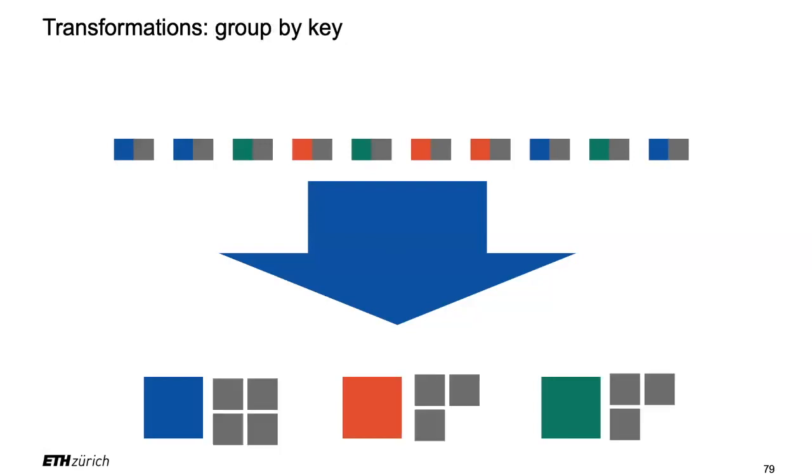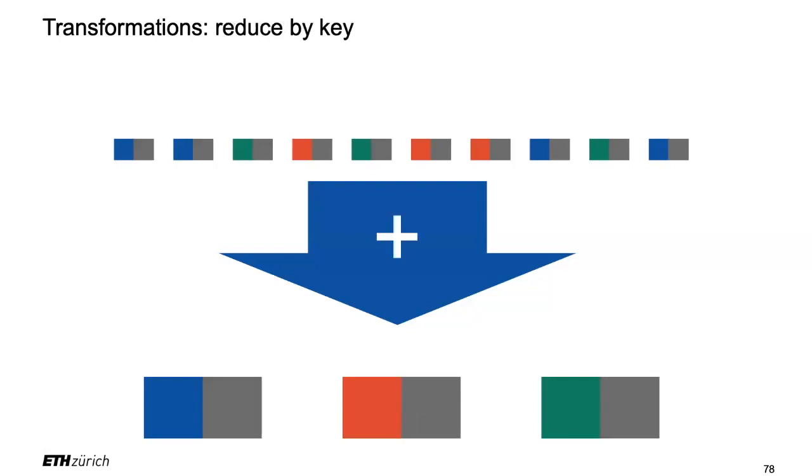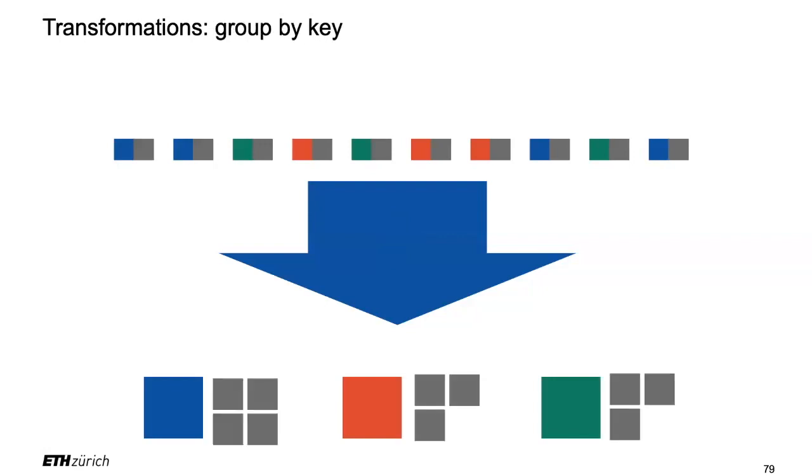Now we have group by key. Group by key is if you don't want to use plus or whatever, and you don't want to aggregate the values that have the same key, but you want to keep them all as an array, for example. So in that case, you just group by key, and all of the values that had the same key, you just keep them all as a list.